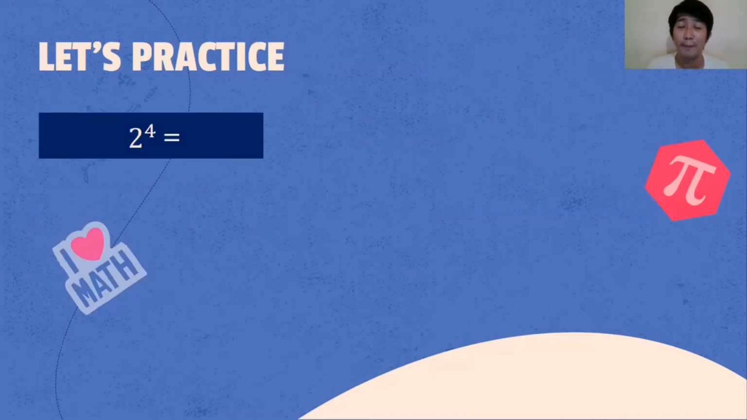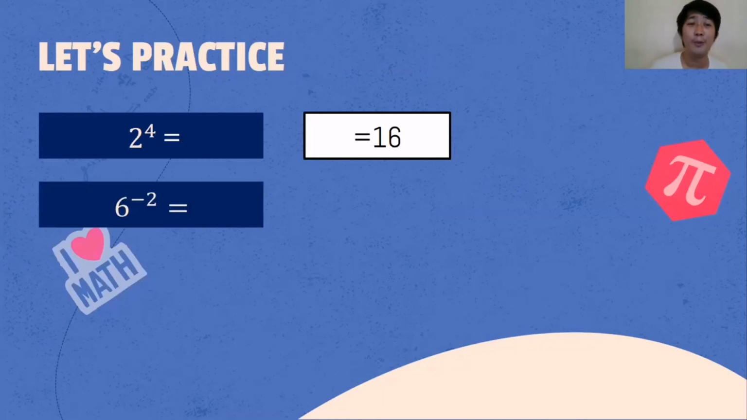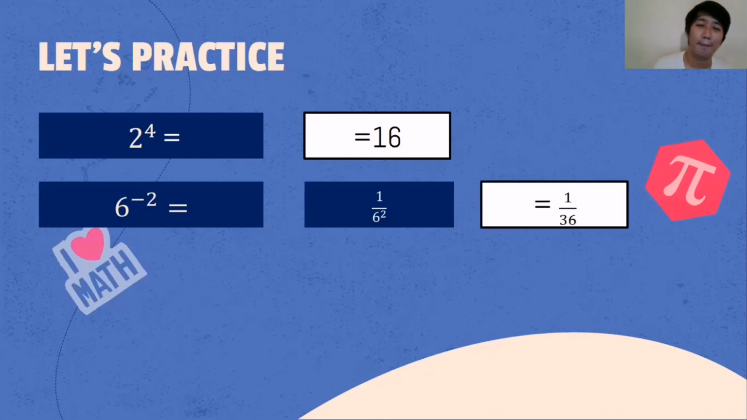What is 2 raised to 4? That is 16 because 2 times 2 times 2 times 2. 16. How about this one? 6 raised to negative 2. That is the negative exponent rule. If we have a negative exponent, in order for it to become positive, you need to put it in the denominator. Very good. So it will become 1 over 6 raised to 2. What is 6 raised to 2? 36. Very good. 1 over 36.